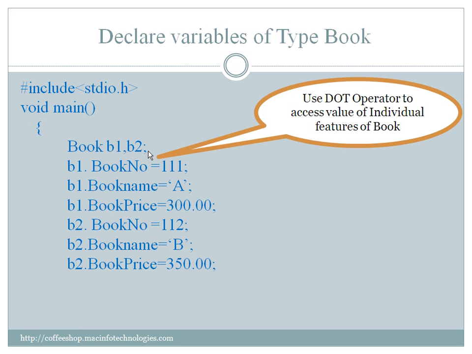b2 dot book price is equal to 350. So this way we can separate the books and keep the individual features of each book together. We don't have to separate the individual features of the same book. We can separate the books, the main entity book, and bind together the features of the book in one variable called b1, and we can access them using a dot operator: b1 dot book name, b1 dot book number, b1 dot book price.